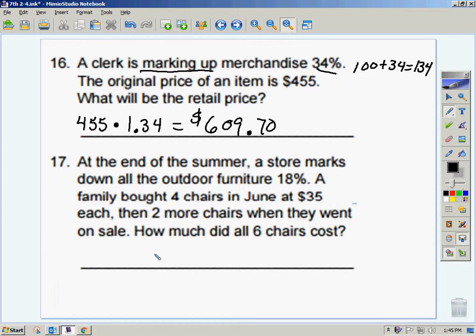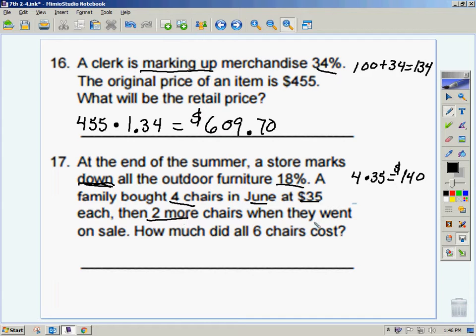Number 17 is a multi-step problem. At the end of the summer, a store marks down all of the outdoor furniture 18%. Mark up or mark down? Mark down. A family bought 4 chairs in June. Well, that's before they were marked down, wasn't it? At $35. They bought 4 at $35. So we can figure out how much those 4 chairs cost them. 4 times 35 is $140 for those 4 chairs. Okay?